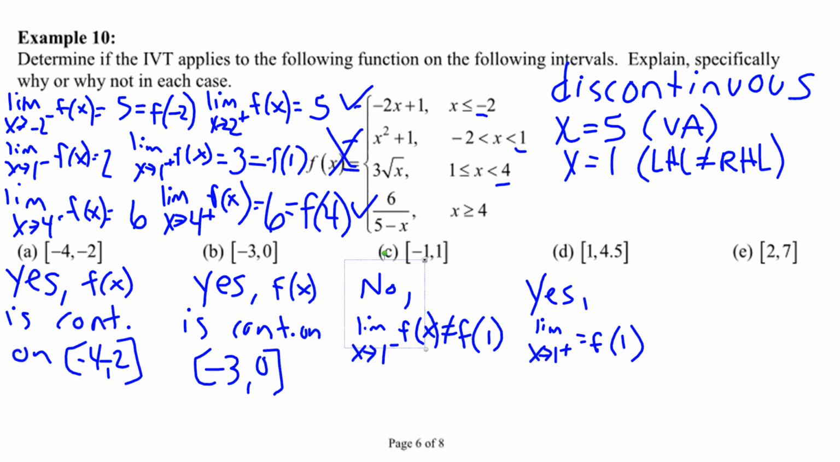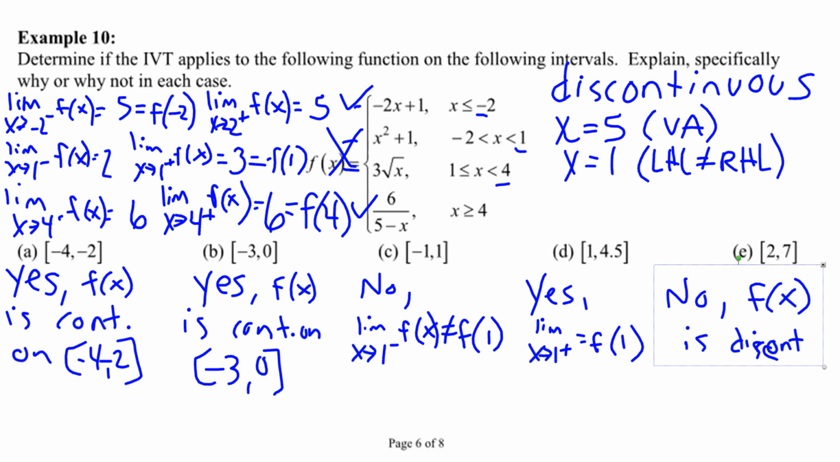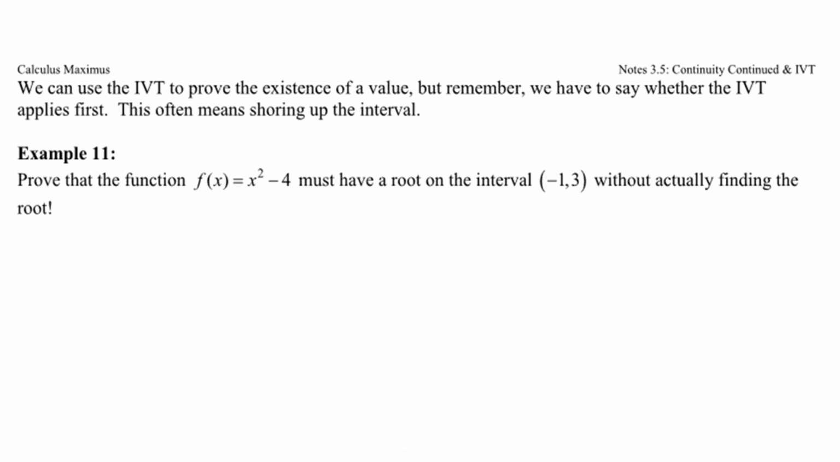Now for the last one, this is no, since f of x is discontinuous at x equals 5. There's a vertical asymptote there. Alright, so now that we've figured out when we can use the IVT, let's actually use it now. Prove that it must have a root without actually finding the root.